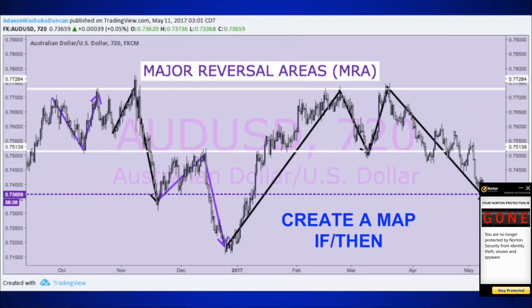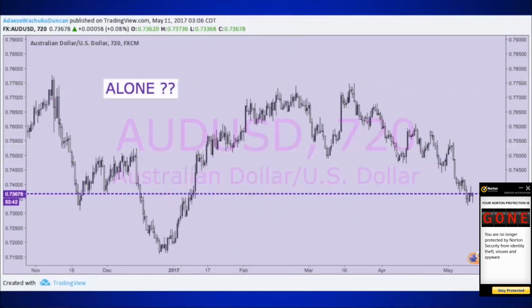So this is just, obviously, you can only see it in the still frame, but I want you to actually practice this. Look for where you see major reversal areas. Now look at this one. You see how in this one there are no lines, there's nothing going on in this slide.